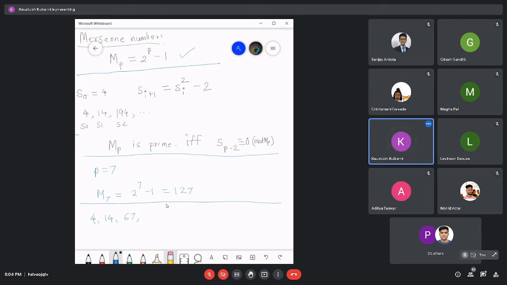Now we have to check whether 127 is prime or not using this technique. We can also use the square and all the techniques that we saw before. But this test generates a sequence. That sequence starts with S0 equal to 4. It is defined that way. For every next term, S(i+1) is the previous term square minus 2. So this is the sequence. Now Mp is prime if and only if S(p minus 2) is congruent to 0 mod Mp.